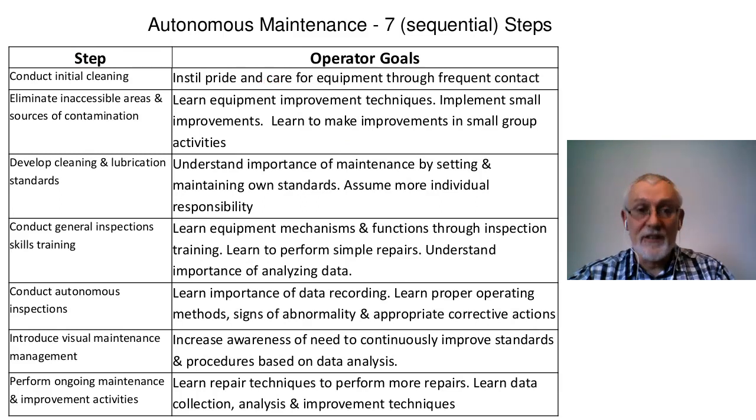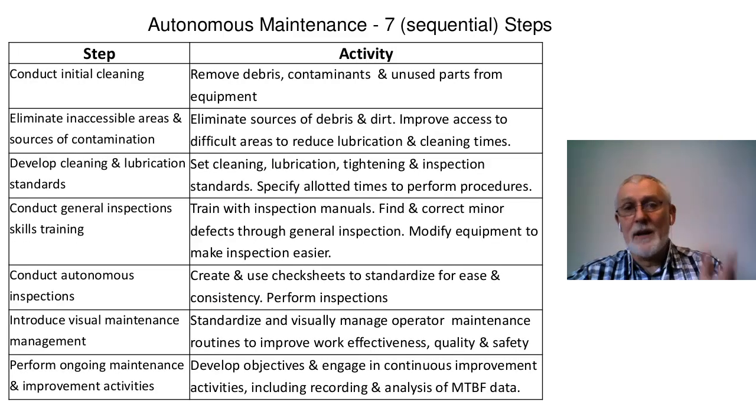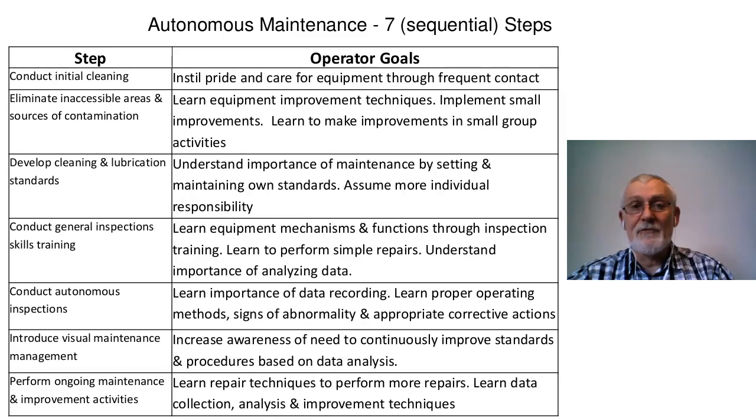So for example, if we move down to conducting autonomous inspections, the operator goal is to learn the importance of data recording, to be able to learn proper operating methods, and to be able to detect signs of abnormality and develop appropriate corrective actions. So again, operator goals for each of the steps and the specific activities that are aligned to them.